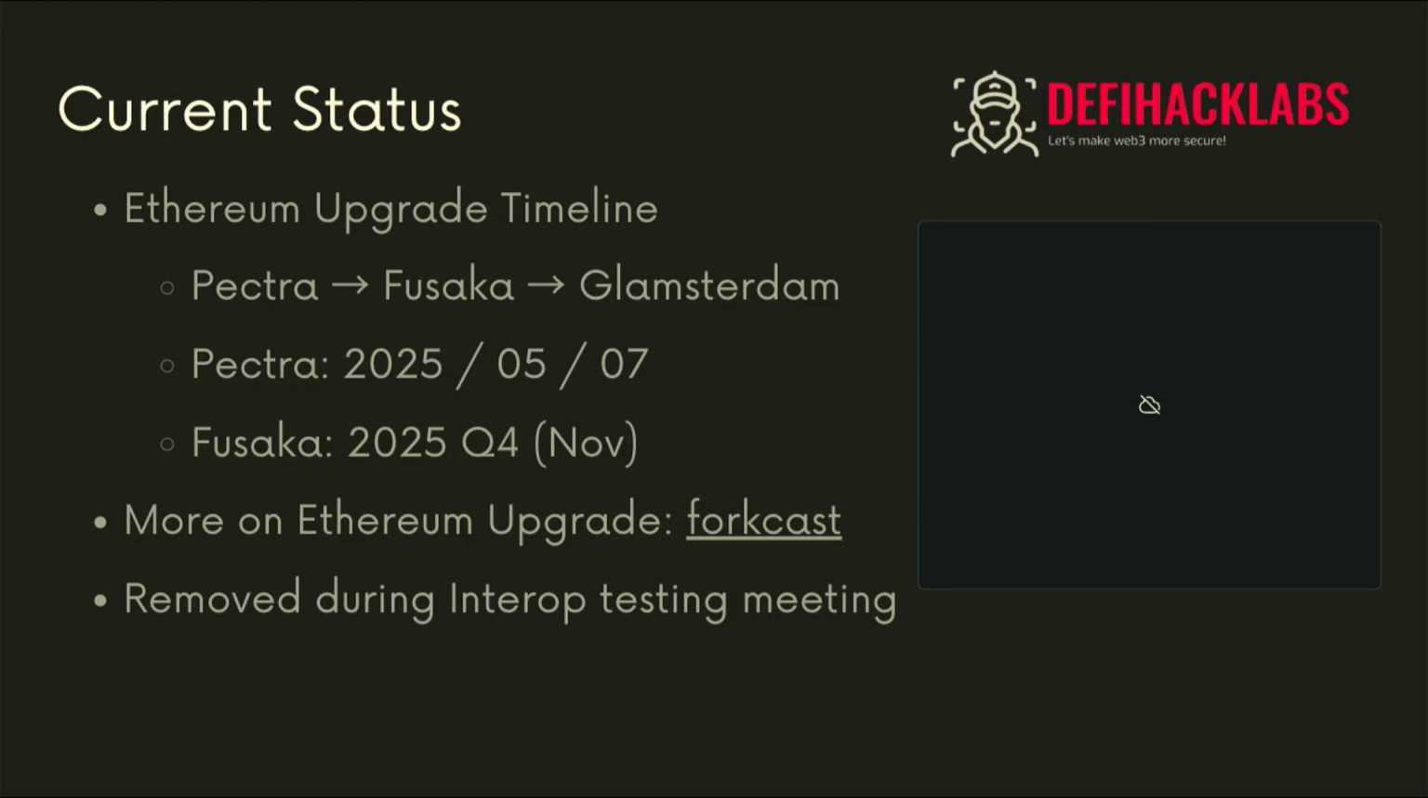But during the discussion, there was a heated debate against EOF, so now it was removed during an interop testing meeting. This process is unusual, because in a typical Ethereum decision-making process, a big decision like this is usually made during ACDE, the execution layer meeting, but this decision was made during an interop testing meeting. And there was a lot of drama going on during the EOF discussion.